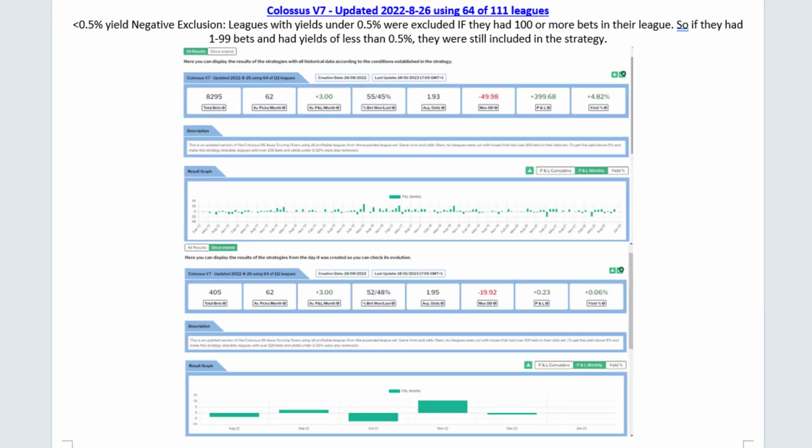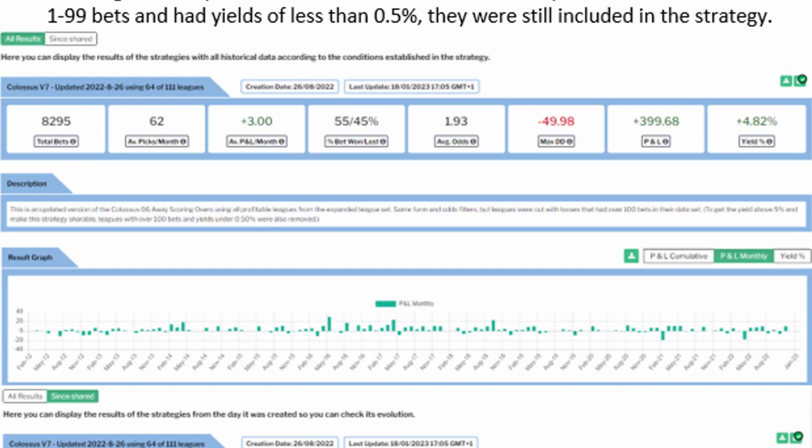Then here's my updated version, the Colossus version 7, I called it. That used 64 of the 111 leagues. And this was excluding leagues that were making a loss if they had 100 or more bets in their leagues. So still had loss-making leagues that had between 1 and 99 bets in them. And you can see from this one already that all results period over the last 10 years has only a yield of 4.8%.